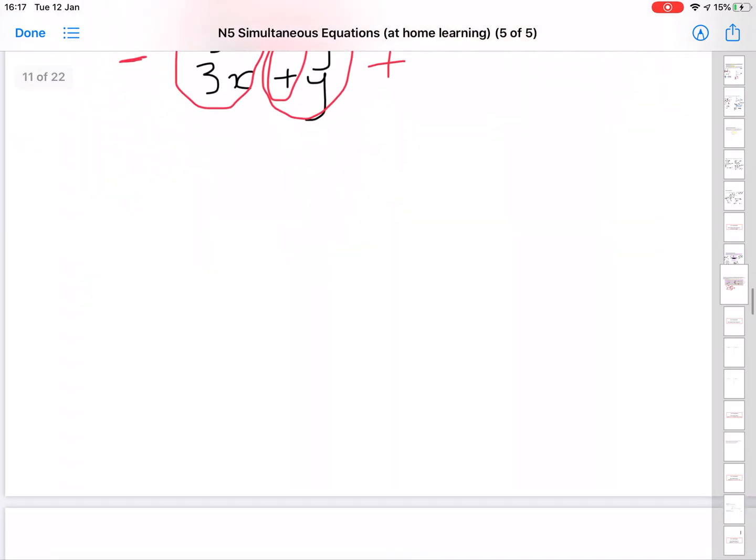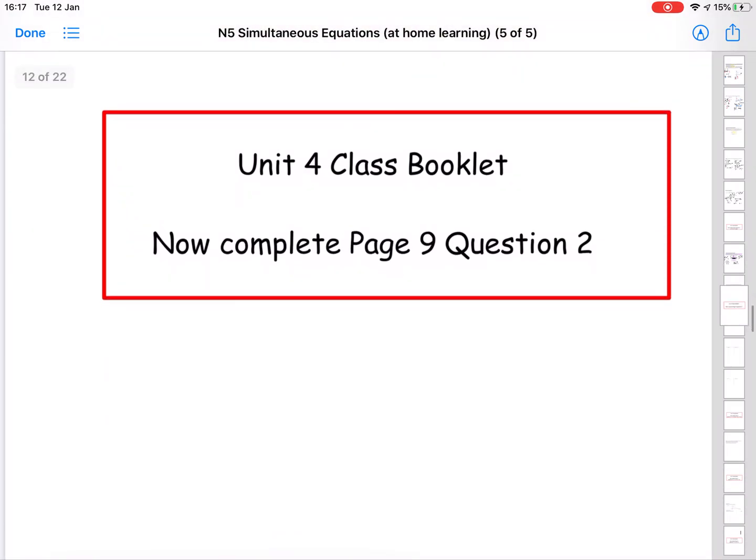So what I would like you to do for this lesson is in the booklet, it is page 9, question 2. Okay, questions should be very similar to the examples I've done here. So if you can have a go at those questions for this lesson. If you are stuck with anything, you have any questions, please jump onto the Teams page and ask for help.